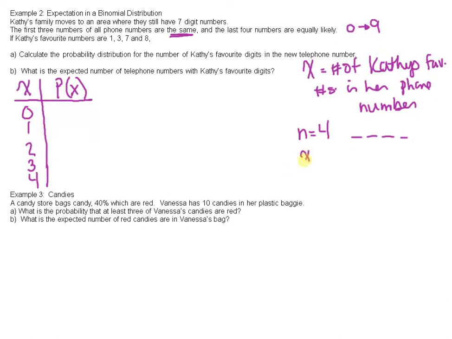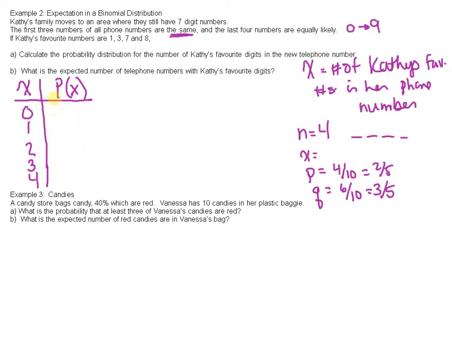And x is going to be the number of successes, okay? Now, probability of a success is 4 out of 10 numbers. And a probability of failure is going to be 6 out of 10 numbers. So that's 2 out of 5, and 3 out of 5. Okay, so x is going to change from 0, 1, 2, 3, or 4.